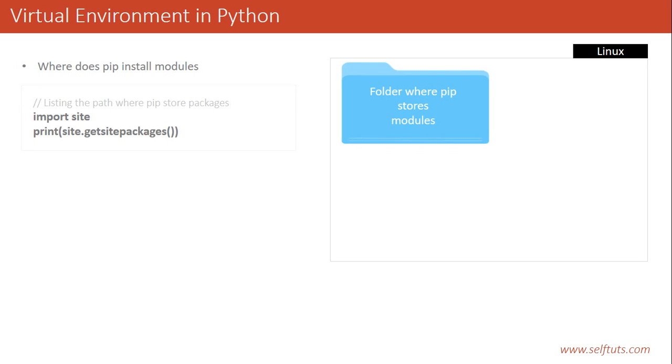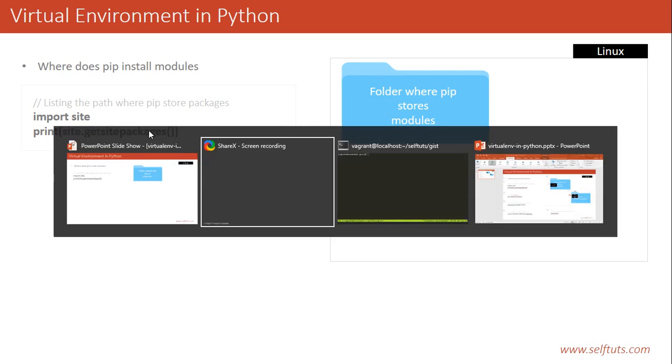So to know the path where pip installs those modules, we can easily write this script using import site. This import site says that we are using the module site, and then we are printing site.getsitepackages(). So it will give the different paths where pip installs site packages.